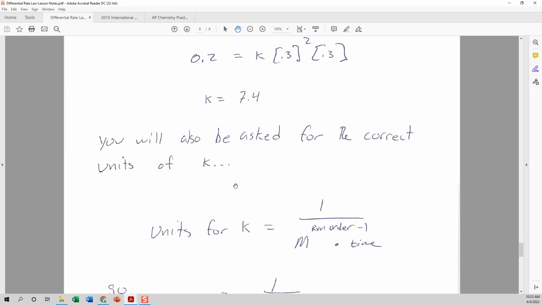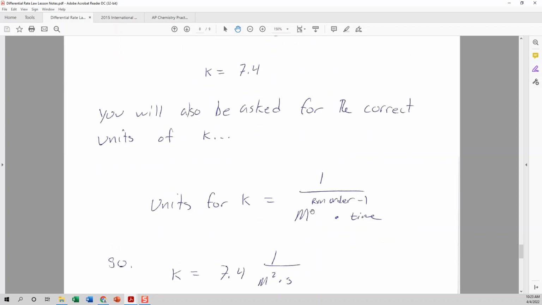Okay, so if we remember this equation, this will always be the correct units of K. The units for the rate constant K are going to be 1 over molarity raised to the reaction order minus 1, times the unit of time, so 1 over time.